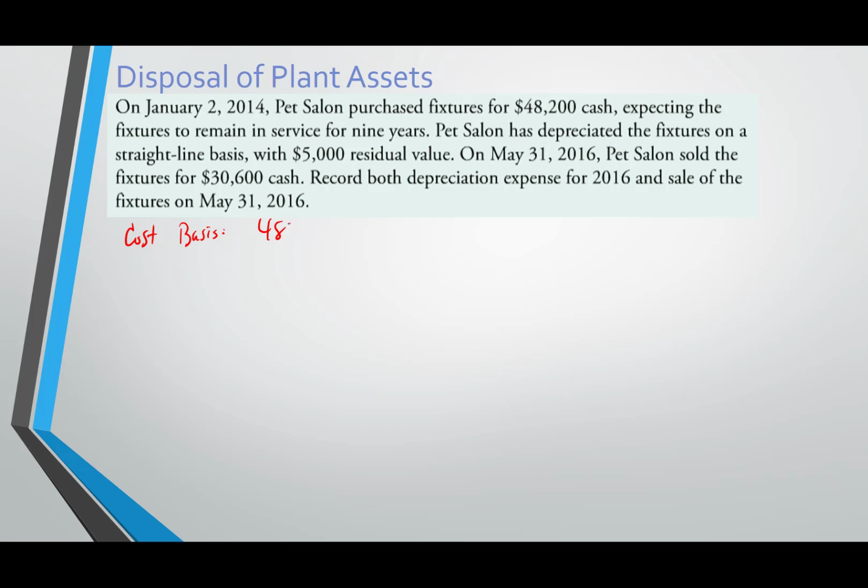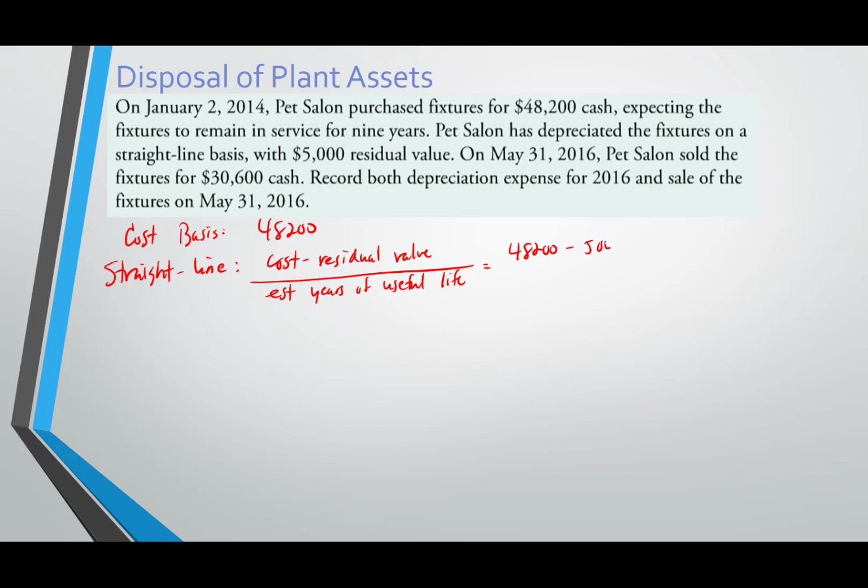We have to do our straight line formula. We know that's cost minus residual value divided by estimated years of useful life. We know that our cost was $48,200. Our residual value was $5,000. And we have a 9-year useful life. That comes out to be $4,800 per year. Now, we have to see how long we've done this for.